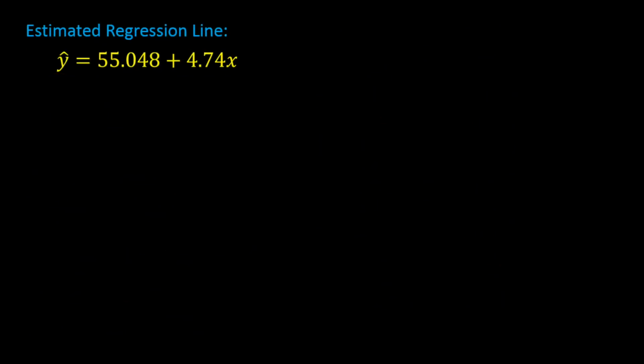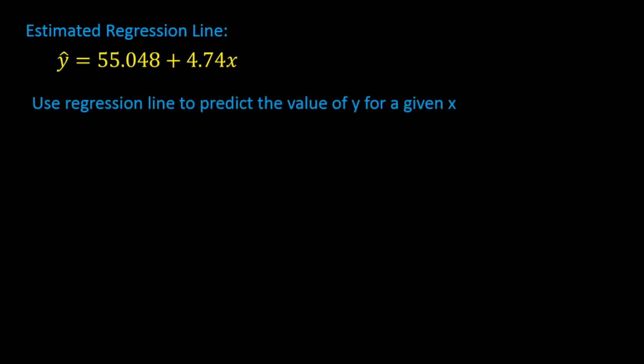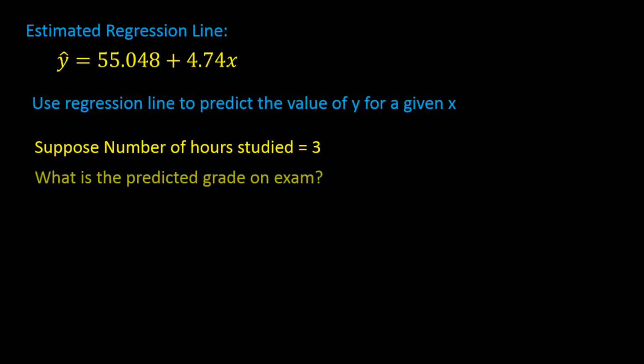Let's start on a fresh page here where we have our estimated regression line that we just calculated. Now what we're going to do is use this line of regression to predict y for a given x value. So suppose the number of hours studied is 3. That is our given x value. Remember when we eyeballed it, we said it was around 69. Let's see what it would be using this y-hat line. What would be the predicted grade on the exam?